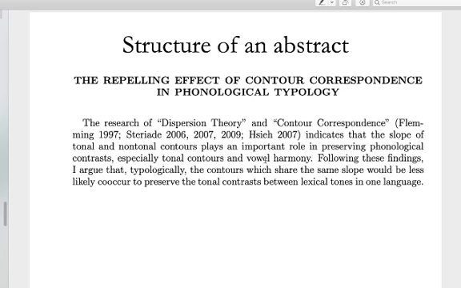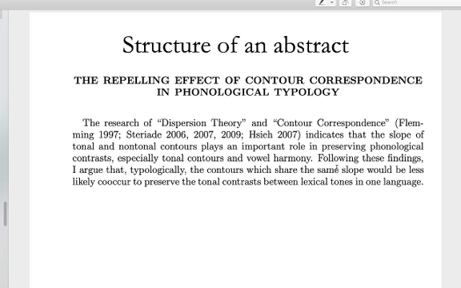Following these findings, where we don't understand what the findings are, well, this person is telling you what their solution is. Contours that share the same slope should be less likely to co-occur to preserve the tonal contrast between lexical tones in one language. I broadly understand what that's saying, but you haven't set out a problem to be solved. You're telling me the solution to a problem that you haven't introduced. So I still have no idea what this talk is actually about or what the contribution is.